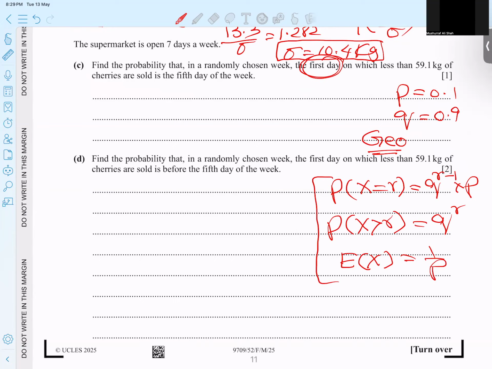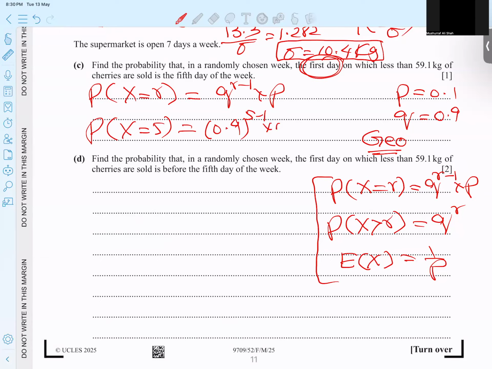But what question is he asking here? He's asking that the first day on which less than 51.1 kilograms is sold is on the 5th day. Like it is happening on the 5th day, first time it's happening. So it means I will use the first formula, with R equal to 5. I'll use Q to the power R minus 1 into P. So Q is 0.9 to the power 5 minus 1, times 0.1. If we check it in the calculator, it gives us 0.0656. I hope the concept is clear.